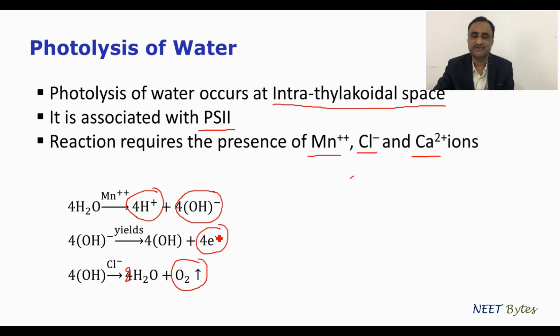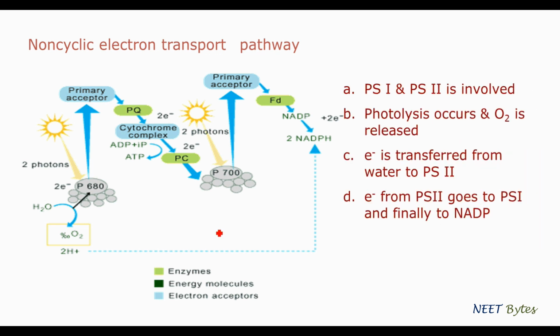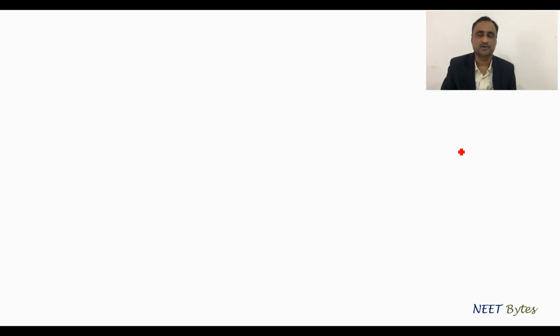Let's talk about Hill's reaction, or the non-cyclic pathway of the light reactions. Now what is a non-cyclic pathway? In the non-cyclic pathway, both PS1 and PS2 are involved, right? Here photolysis occurs, so that's why oxygen is released. And why are we calling it non-cyclic? Because the electron lost by PS2 is compensated by the electrons coming from the photolysis of water, and similarly the electron lost by PS1 is compensated not by its own electron but by the electrons coming from PS2, right? So that's why we call it non-cyclic.